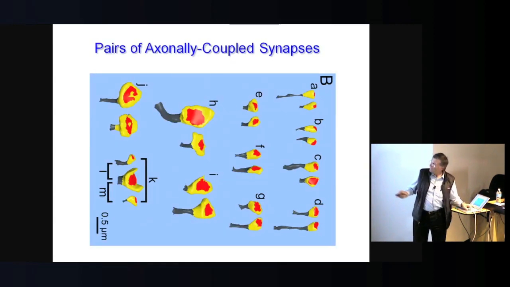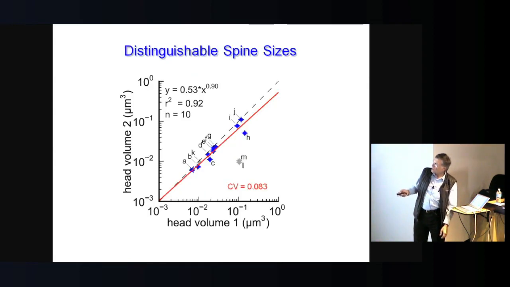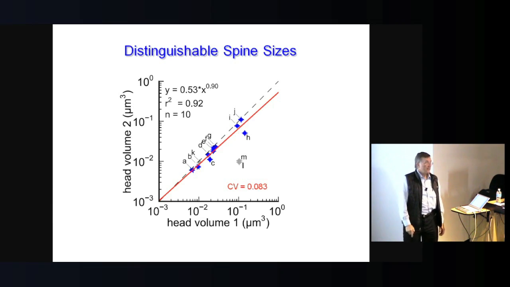So let's plot the volume of one against the other. So here it is on the log scale, head volume 1 versus head volume 2. And you can see that it falls remarkably close to a straight line. In fact, the variance explained is 0.92, and the average coefficient of variation is 0.083. That is amazing. And why is it amazing? So here is the reason.